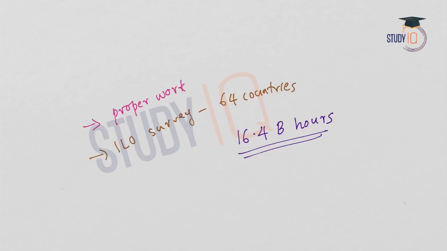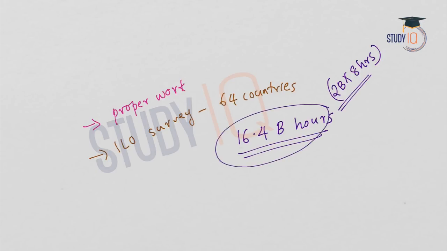According to an ILO survey, the International Labour Organization has conducted a survey in 64 countries. According to the survey, each day the unpaid care work constitutes about 16.4 billion hours in the 64 countries. So this is almost 2 billion people working 8 hours per day. If these people were paid, the remuneration would have been very high.